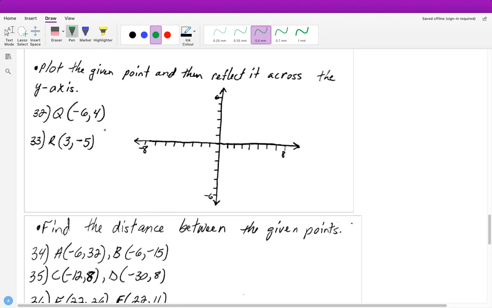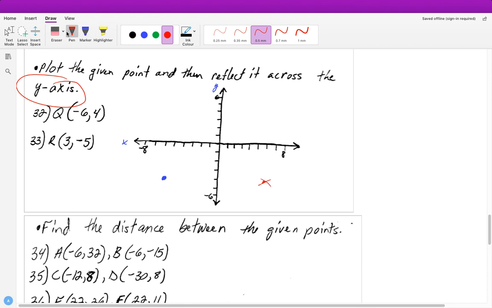All right, this one says reflected across the y-axis, so we will then plot the point -6, 1, 2, 3, 4, 5, 6, 1, 2, 3, 4. So right here is our point. This is our x, this is our y. Once again, it says reflected across the y-axis now, not the x and the y.